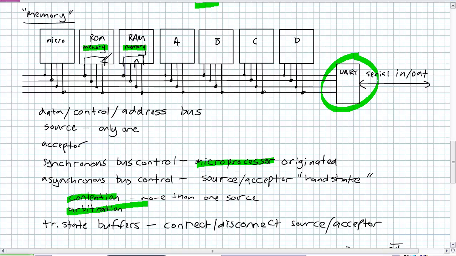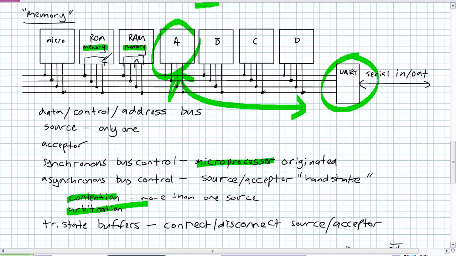Sometimes the microprocessor does this, and that's called synchronous bus control. This guy, the microprocessor right here, originates bus control and decides the arbitration. Whereas there is something called asynchronous bus control, where there's a source and acceptor handshake, freeing the microprocessor to do something else. So the UART and A do a handshake, letting the microprocessor look up pictures of cats on the internet, doing something far more important. So if this is the case, where we want only one source, and you've got to make sure the correct acceptor is receiving, what is the interface with this bus?